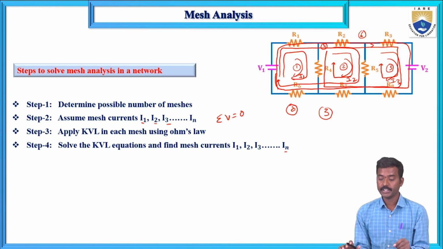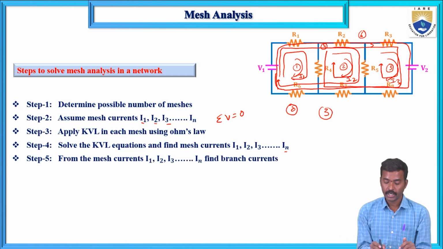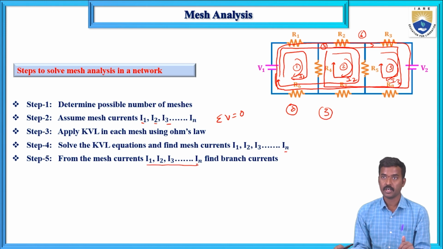Current flowing through each resistor means that from the mesh currents you can calculate the branch currents: R1 current, R2 current, R3 current, R4 current, R5 current, R6 current, R7 current, R8 current. So step 5, from the mesh currents. Mesh currents are different, branch currents are different. From these mesh currents, you can determine the branch currents.